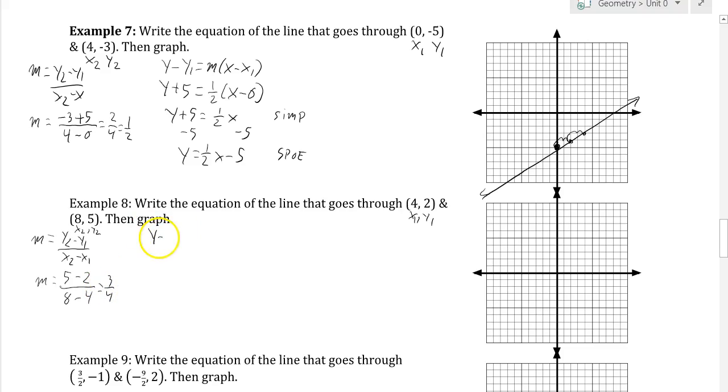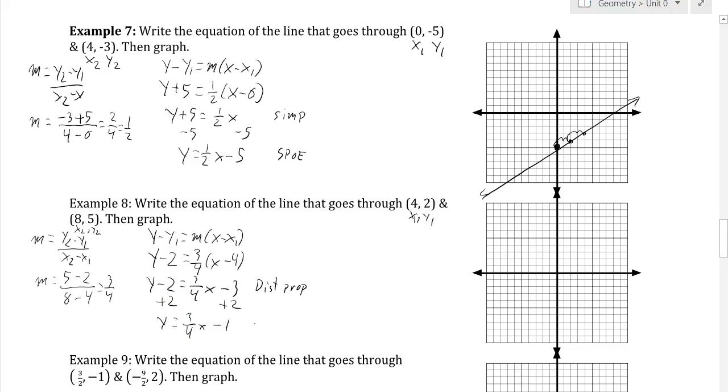We plug into the point slope form of a line. Y minus y1 equals m times x minus x1. So y minus 2 equals 3/4 times x minus 4. Distributive property of equality, 3/4 x minus 3. Addition property of equality gets us y equals mx plus b.